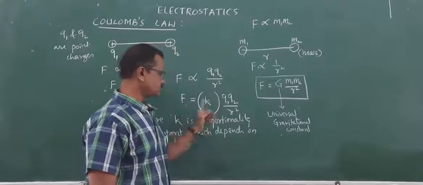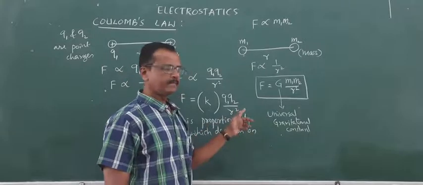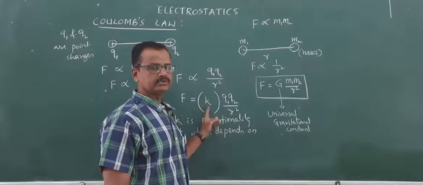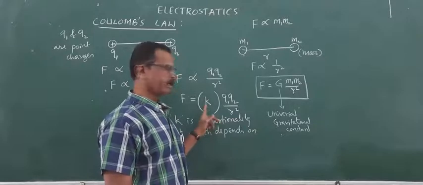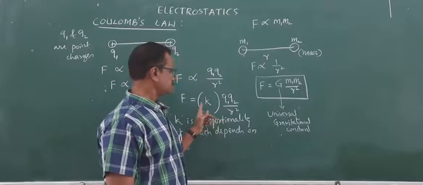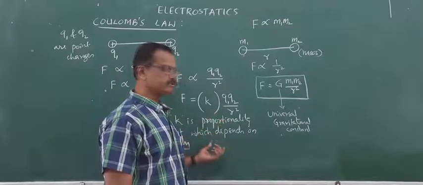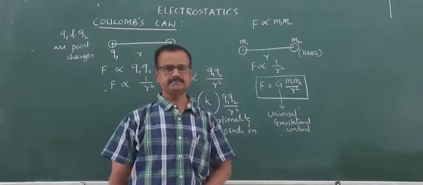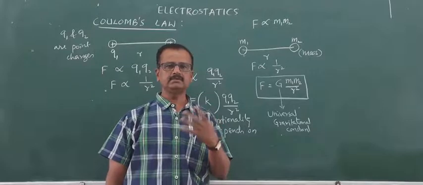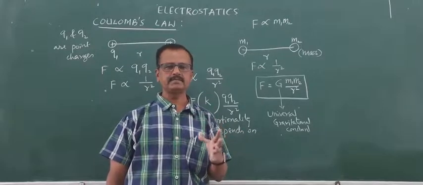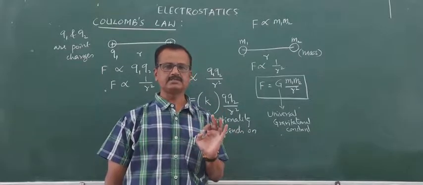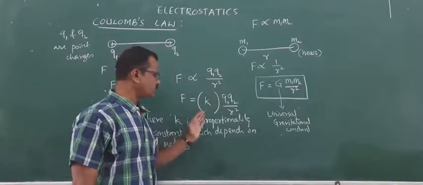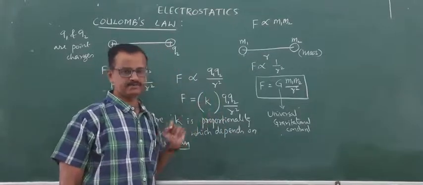Whereas this also holds true between two charges, provided the electrostatic constant K, which we are calling the constant, depends on the medium of separation of those two charges. It depends on the medium. When no medium is present, it is called free space. So let us first study what the value of this constant is for free space.